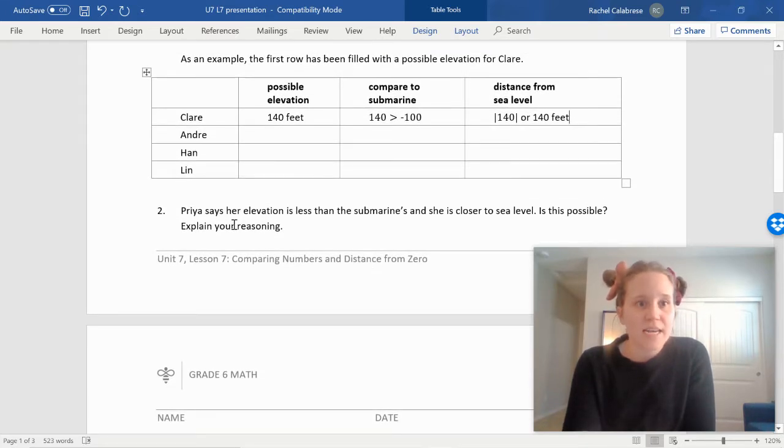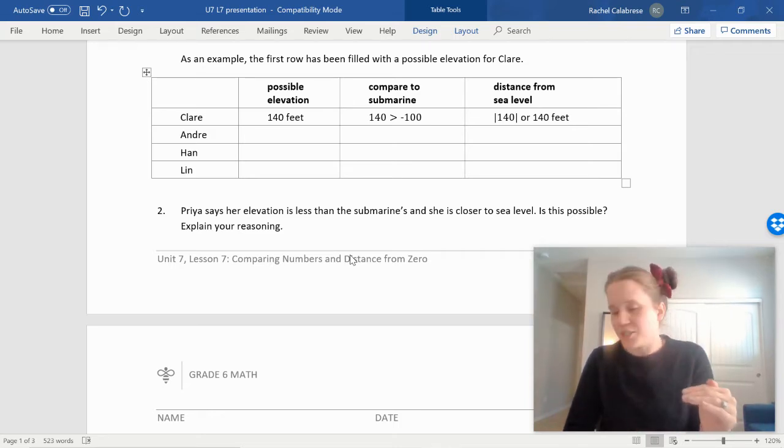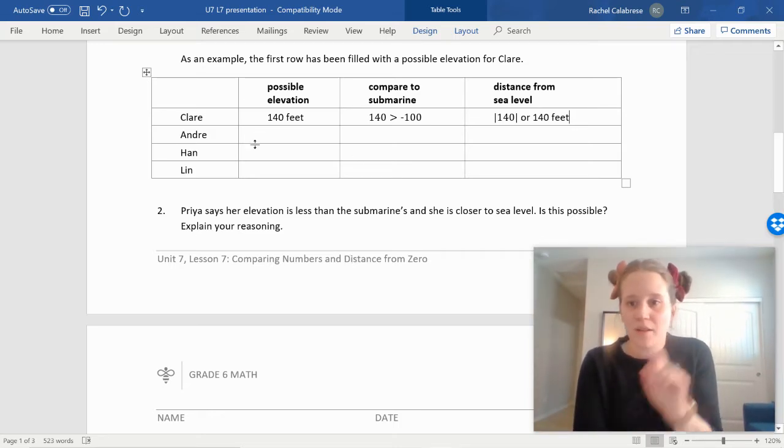And then I want you to move on and answer question 2. Question 2 says, Priya says her elevation is less than the submarine's, and she is closer to sea level. Is this possible? Explain. So you're going to answer these 2 questions. You can label this table number 1, and here is number 2.